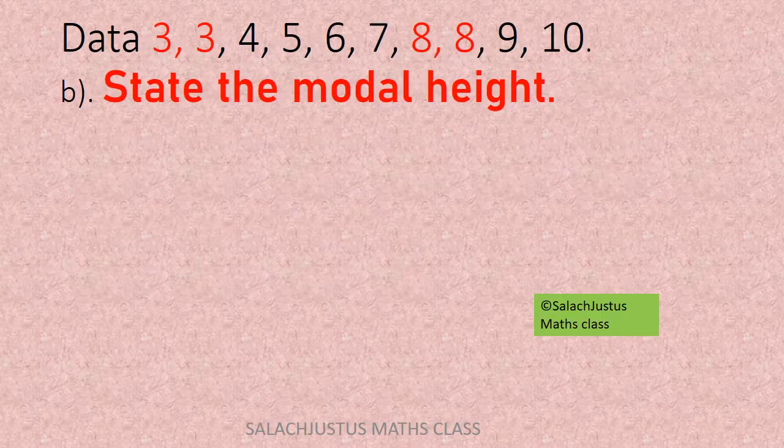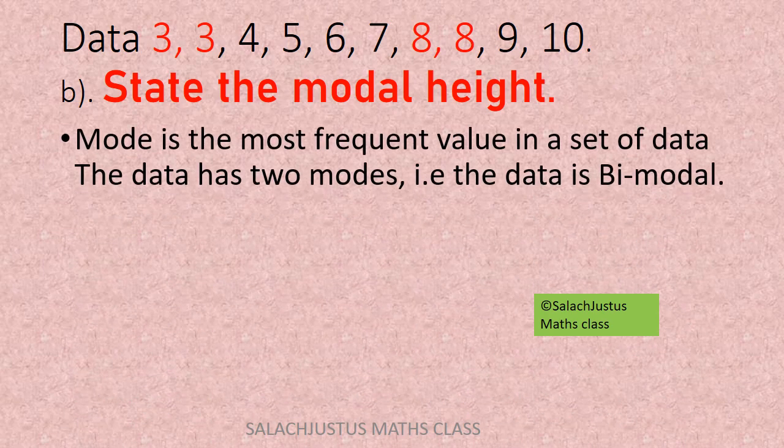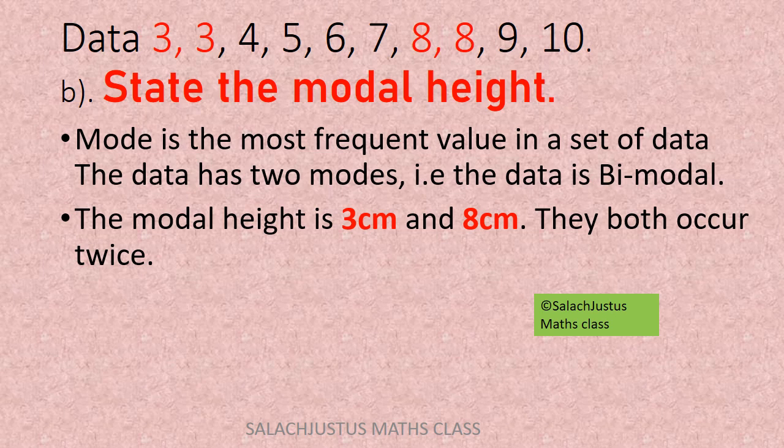Next question. State the modal height of the data. The mode is the most frequent value in a set of data. We notice that 3 and 8 appeared twice each. So the most frequent values are 3 and 8 centimeters. So the mode shall be both 3 and 8 centimeters because they both occur twice. This set of data with 2 modes is called bimodal data. Bi means 2, bimodal type of data.